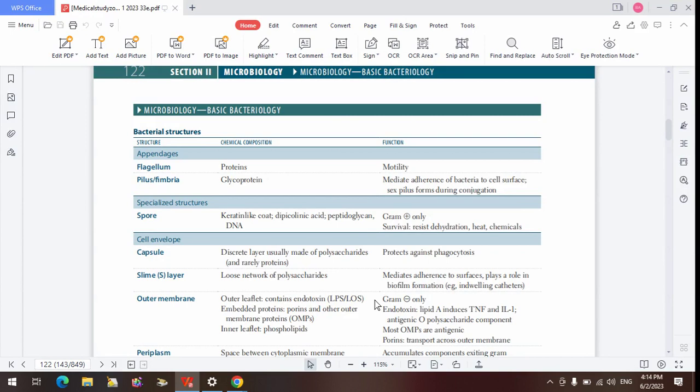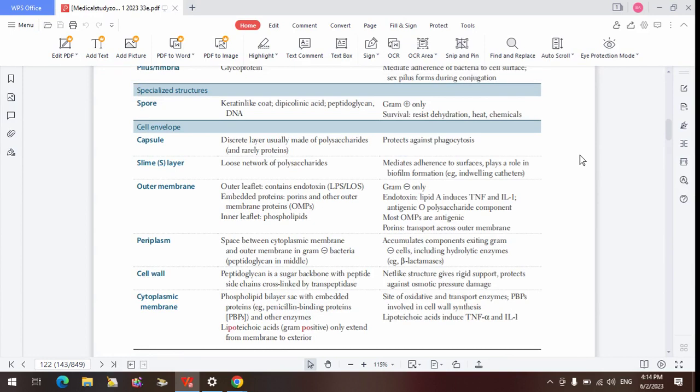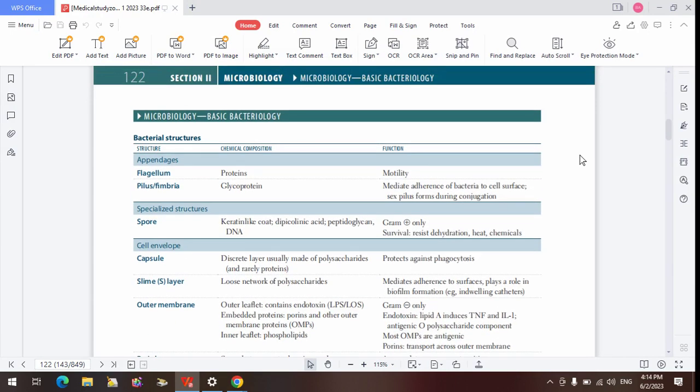So basic bacteriology. We start by looking at the bacterial structures. The bacteria is made up of three essential structures: the cell envelope, the specialized structures, and the appendages. So we are starting with the appendages. The appendages just mean things that are attached to the major structure of the bacteria. What are these appendages? The flagellum, the pilus, and the fimbriae.